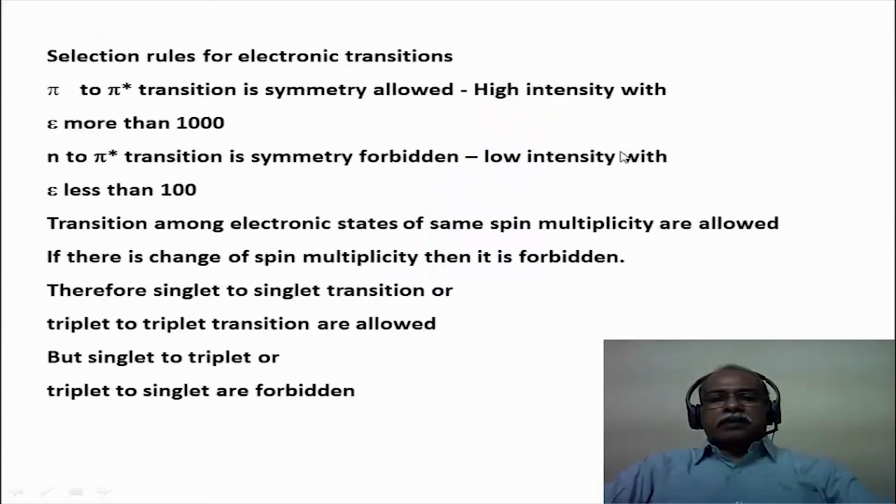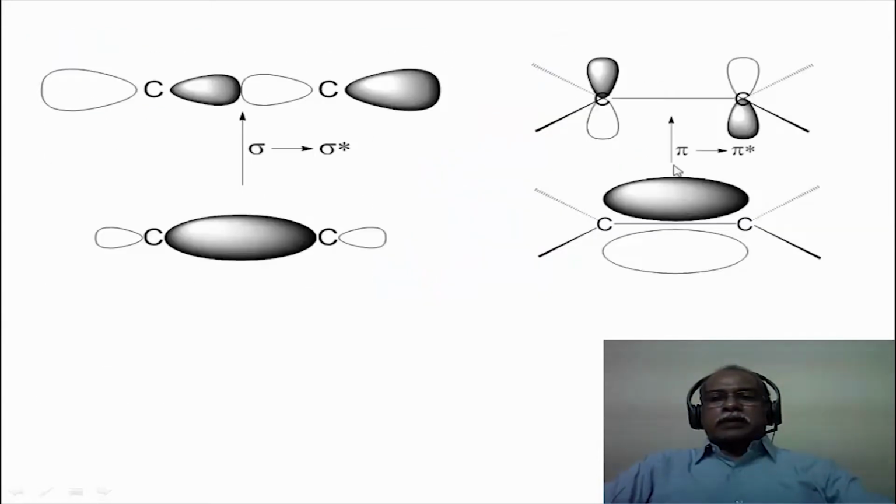So the pi to pi star transition typically occurs in a non-conjugated olefin like ethylene, for example, somewhere around 180 or 190 nanometers, whereas with conjugation this can shift to the longer wavelength region, which we will see at a later stage.